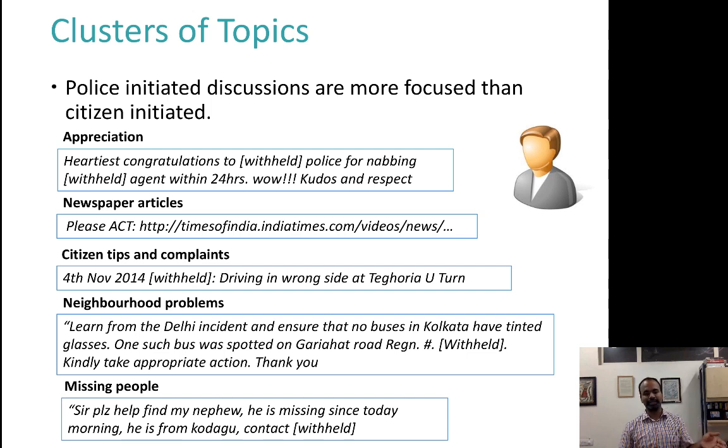The topics include appreciation, newspaper articles, citizens' tips, complaints, neighborhood problems, missing people, and this list goes on. They're appreciating police, sharing news articles that they would like to share on these pages, citizen tips, complaints about driving on the wrong side, neighborhood problems, missing people. These are the buckets of topics that we saw in the posts coming from citizens. So you can clearly see the topics are very diverse and the police discussions are much more focused.